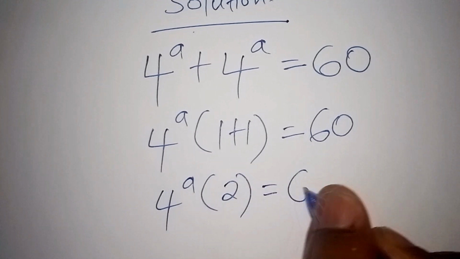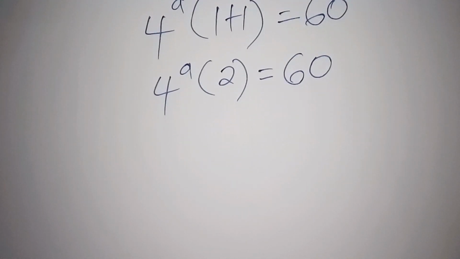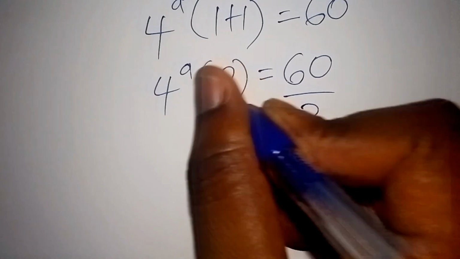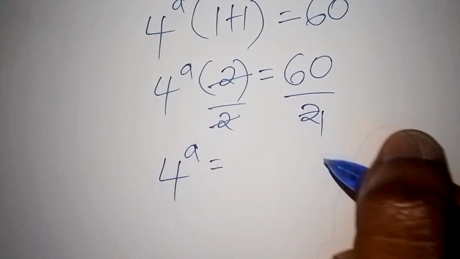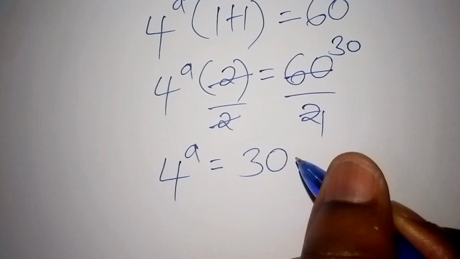is equals to 60. So from here, we want to remain with 4 to the power of a. So now we shall divide both sides by 2. Here by 2, here also by 2. So 2 by 2 shall cancel. So now 4 to the power of a is equals to 2 into 60, 30. So 4 to the power of a is 30.